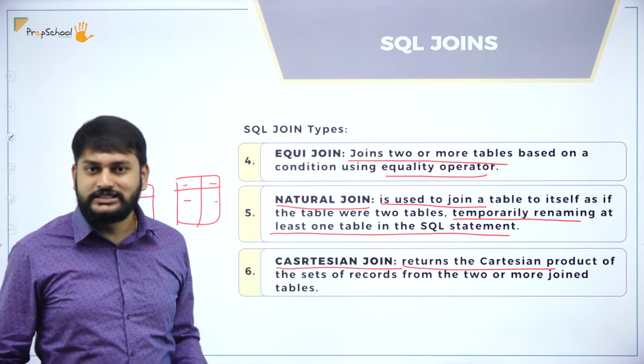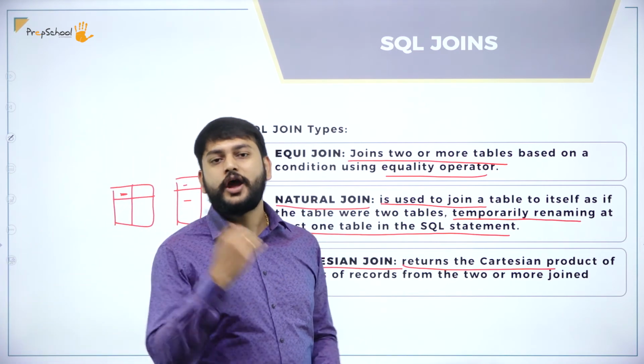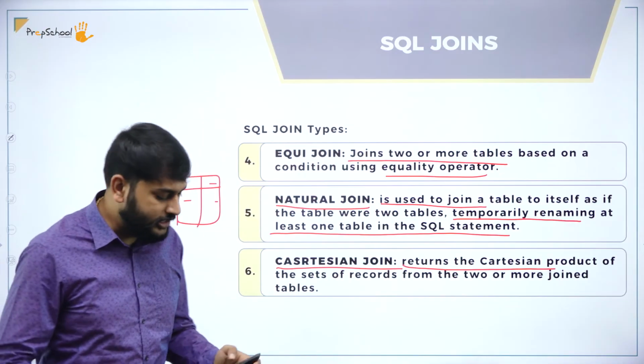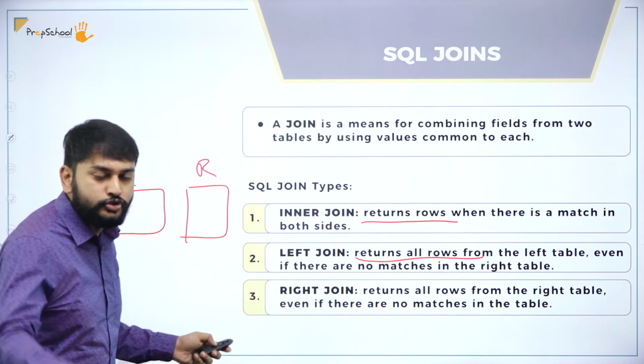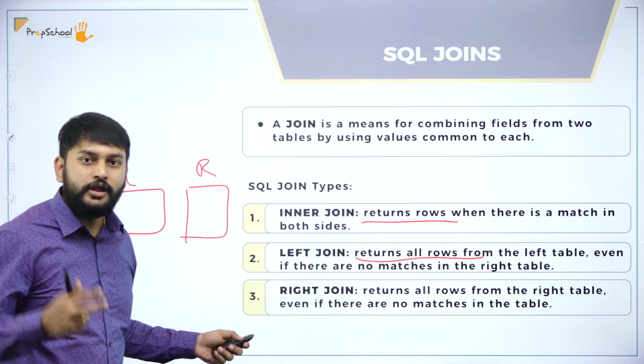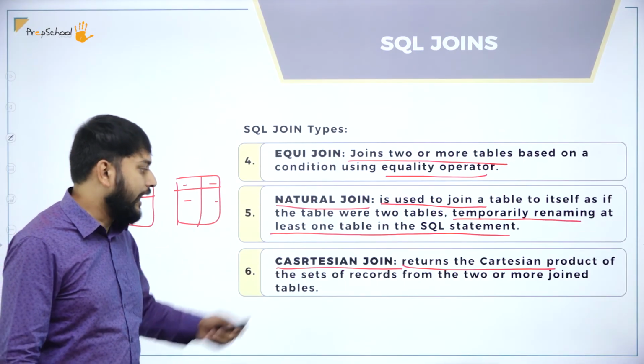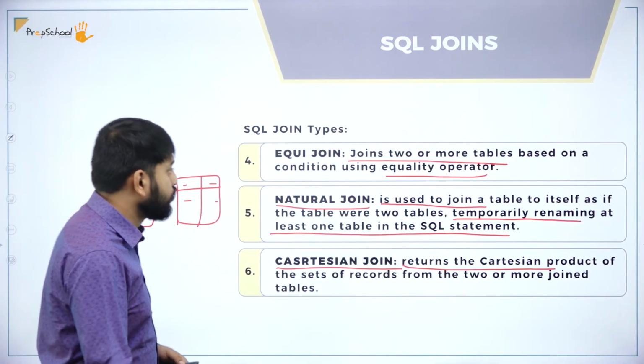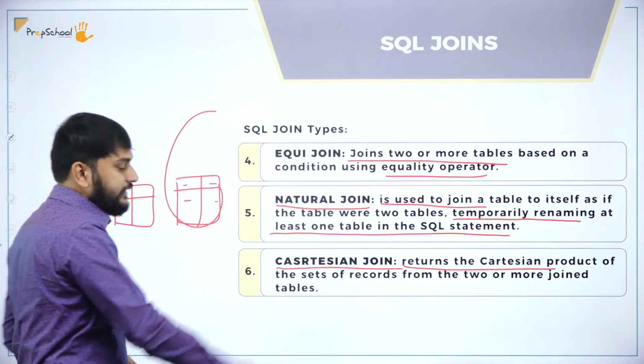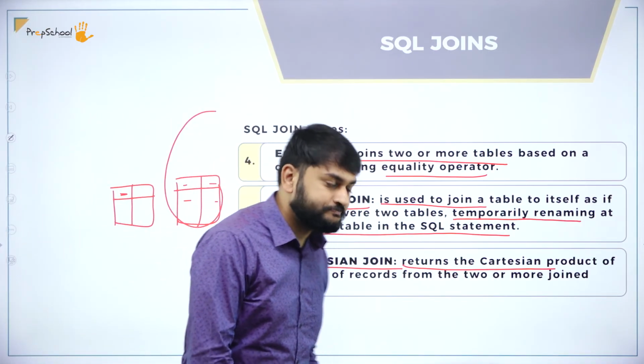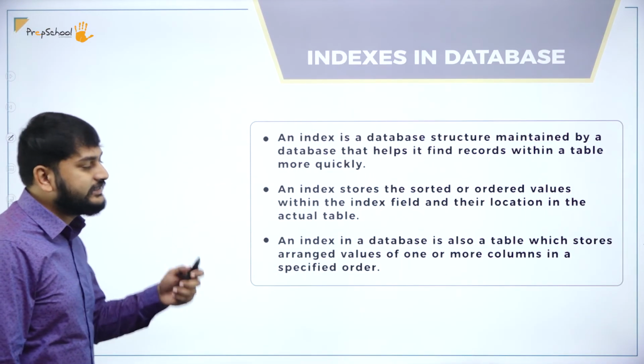So these are the different types of joins that you have. What are the different types of joins? Just remember: inner join, right join, left join, and also equi-join, natural join, and Cartesian join. So the total number of joins is 6. Please remember that. Moving on to the next one, indexes in a database.